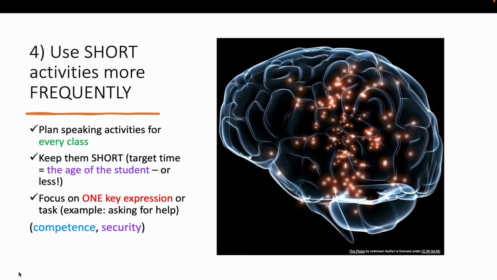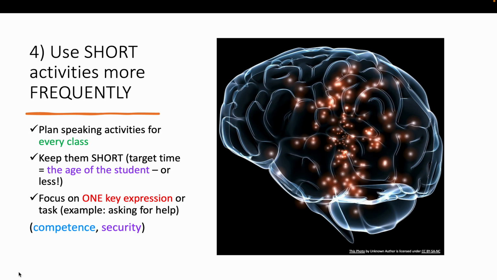Tip number 4, use short activities more frequently. And this is actually tied to neuroscience, and it applies to just about everything you want to teach or learn. And rather than doing one big activity once a semester or once a term, if you do several small activities much more frequently, you can benefit because you learn the skills much more quickly. So as a teacher, this means you need to plan activities for every class. So plan those speaking activities for every class and keep them short.